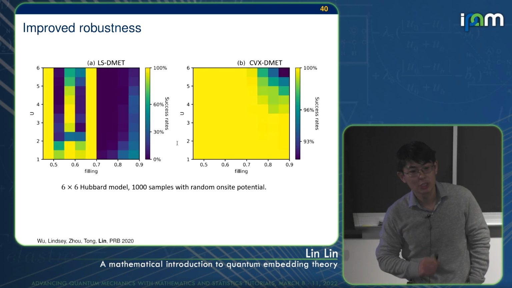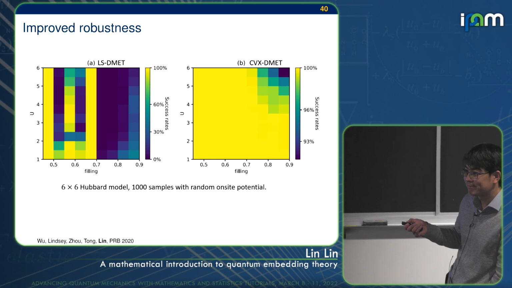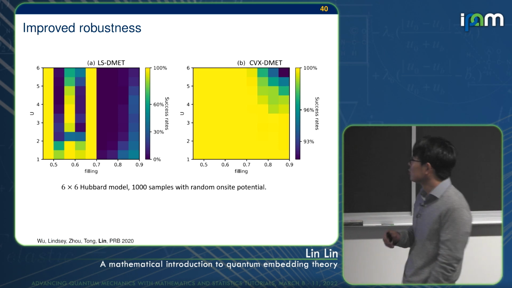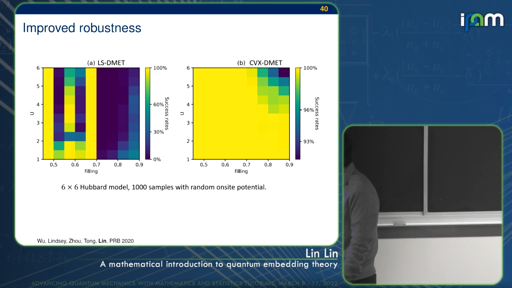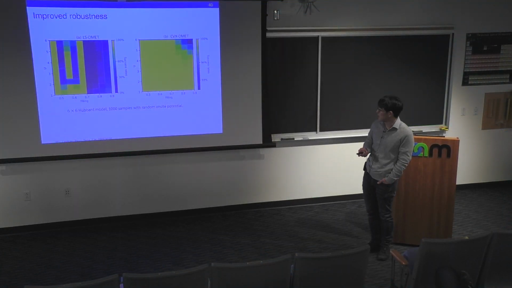Here's how it works. On the left, remember, it goes from 100% to 0%, and this case doesn't work. On the right, there are still a few spots that don't work so well, but here it's like 100%. But even when it doesn't work, it's like 90% success rate. This is 0%. So yeah, this is a paper we had about 2 years ago in PRB.